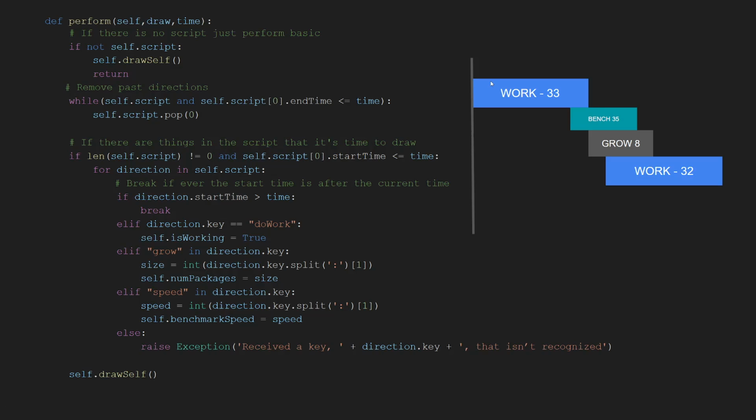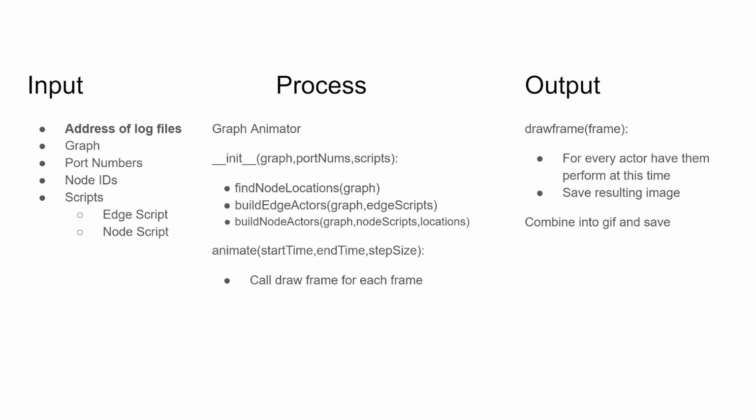And this line represents the current time. Very simply, you can think, okay, it hits work, and so it's going to set working to true. Here, it hits work and it hits benchmark, so it's going to set working equal to true and set its benchmark speed equal to 35. Here we're going to get rid of those other two commands because their time has passed, and now we're going to say, okay, I'm going to grow to be size 8, and then I'm going to keep working on task 32.